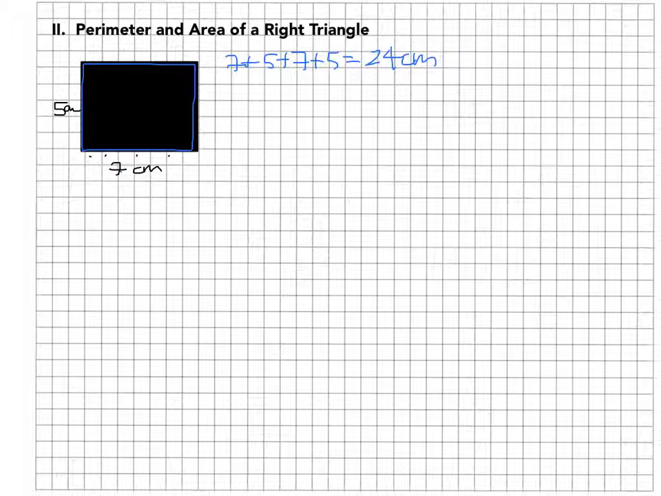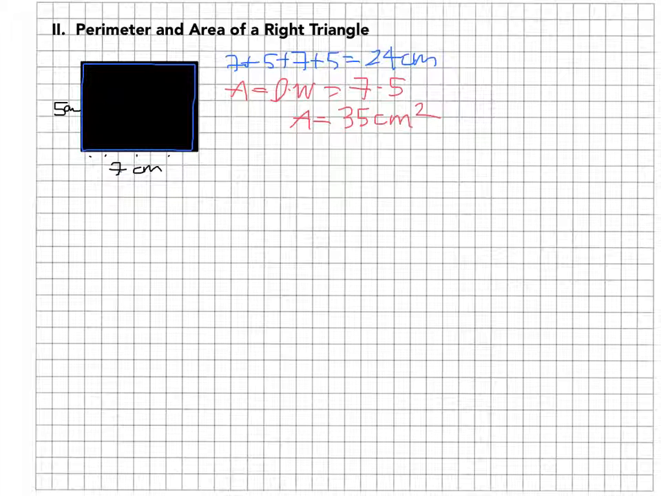Now, to find the area, remember we're going to take two adjacent sides and multiply them together, because area equals length times width. If we plug in the numbers, length is 7, width is 5, so area is going to equal 35 centimeters squared. That makes sense, I hope, because that's what we worked on yesterday.